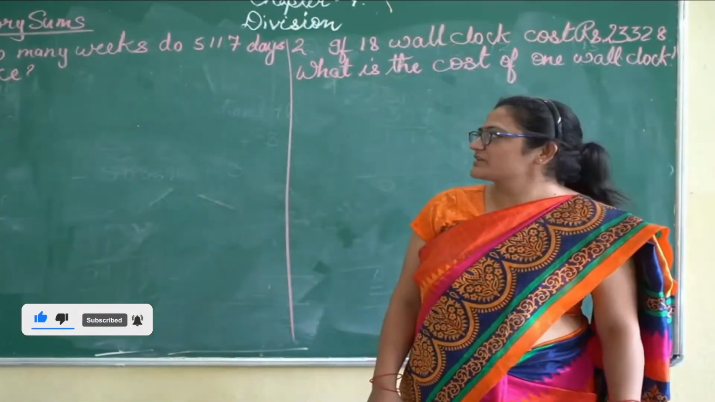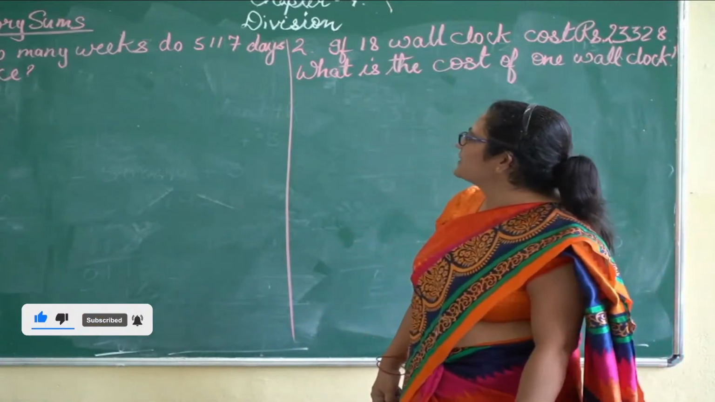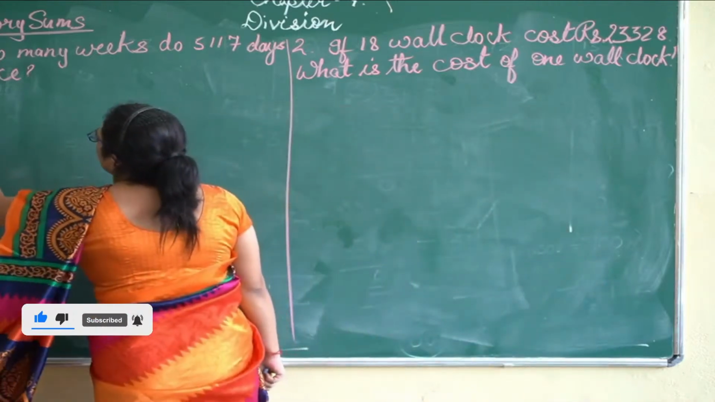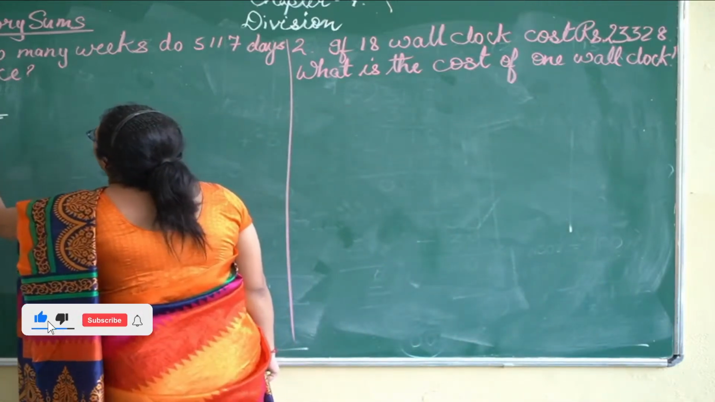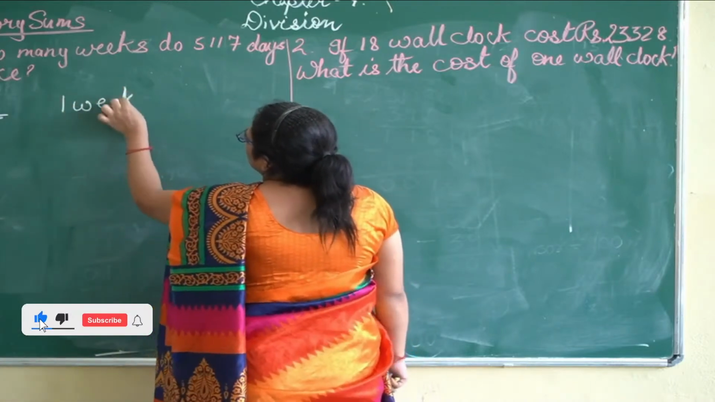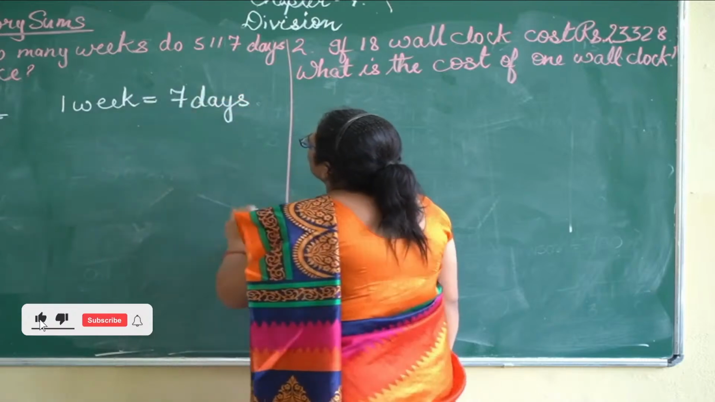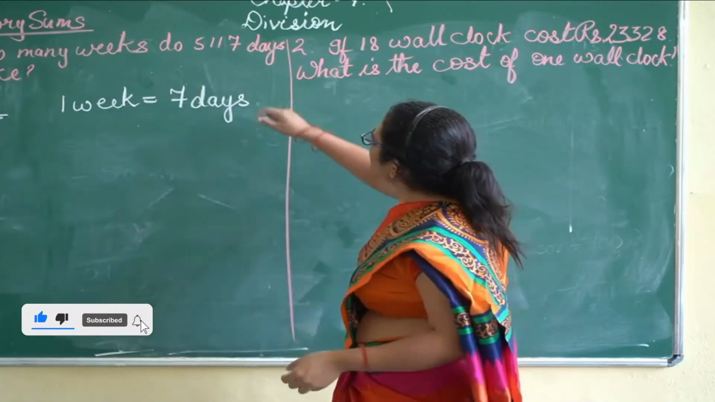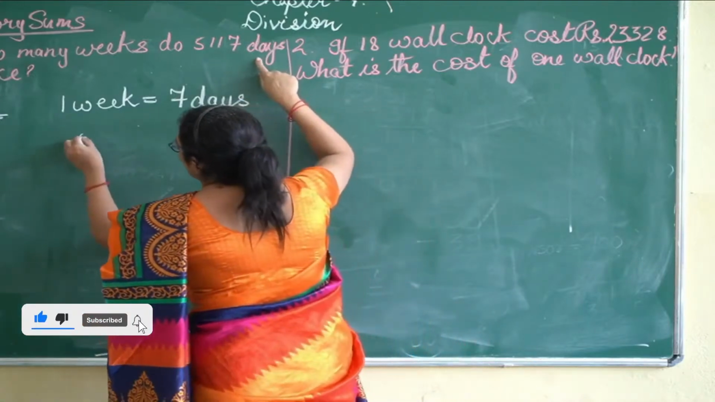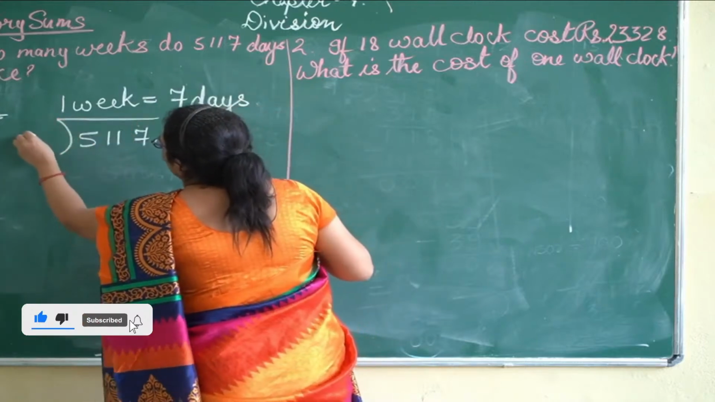Now we will start with the story sums. The first story sum is: how many weeks do 5,117 days make? So how will we do the solution? They are asking for weeks. So in 1 week how many days are there? 7 days. So we have to find how many weeks are in 5,117 days. We have to divide 5,117 by 7.